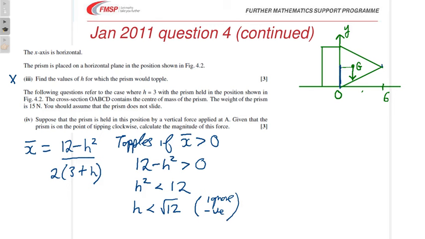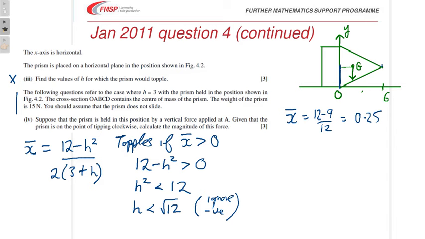That's that part done, and just in the right here I'll do this last bit here. The following questions refer to the case when h is 3. Well, that tells us x bar. Let's quickly work out x bar. X bar works out to be 12 minus 9 over 12, which is 0.25.